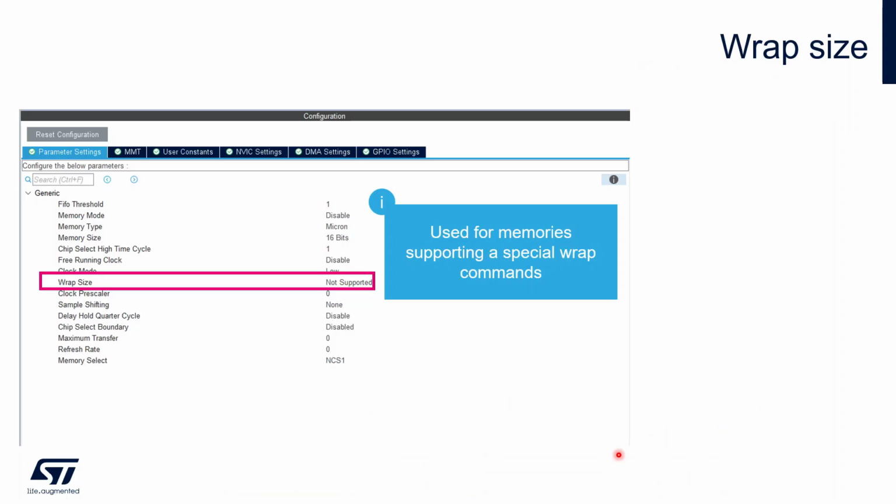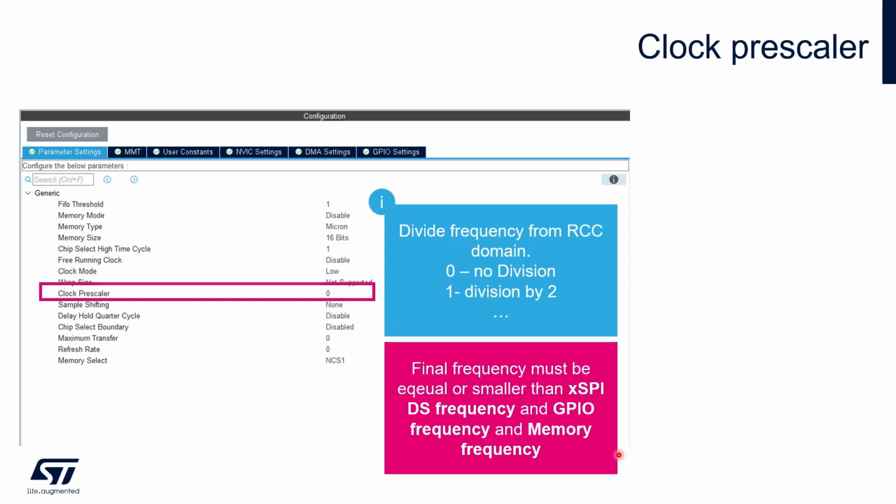The wrap size parameter is used in case the memory supports the special wrap commands, but in our case the memory does not support it, so we keep the default value, not used. The clock prescaler lets us divide the clock going into the Octo SPI peripheral. I plan to use 200 MHz as the clock source for the Octo SPI, so I will keep no division. Also, if we use the memory manager library, it will handle this configuration, so we don't need to change it at all.